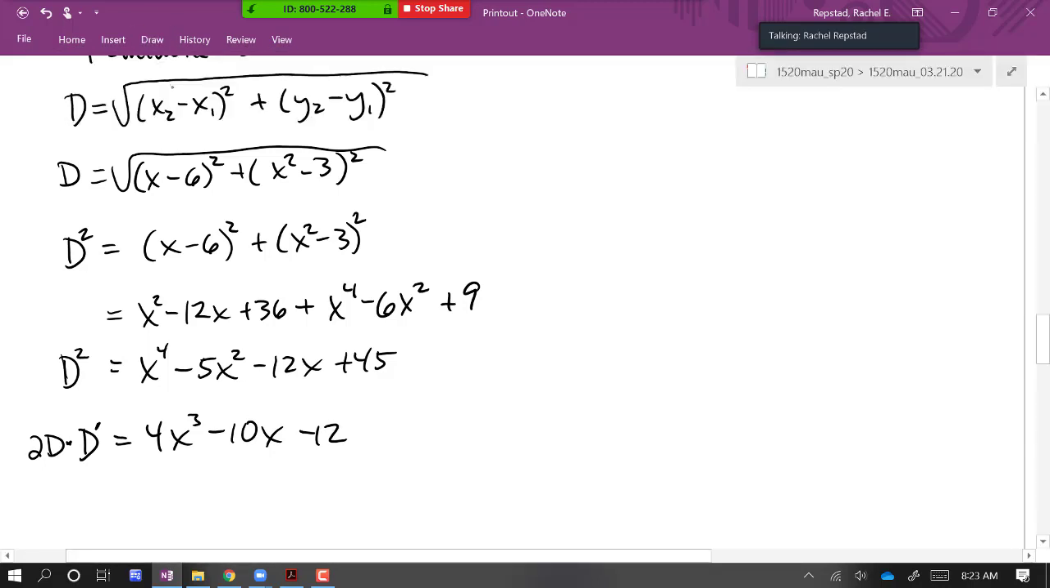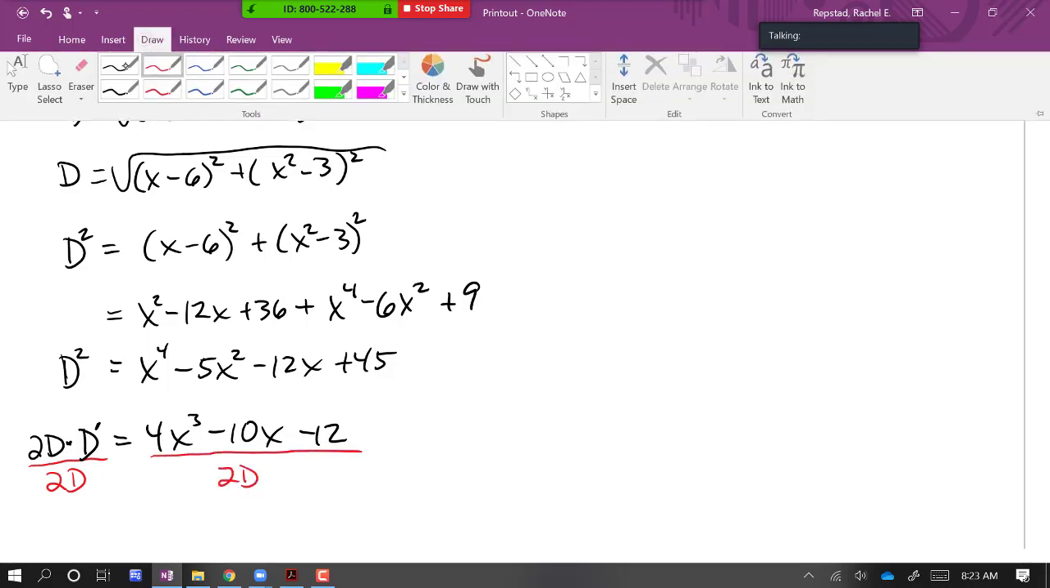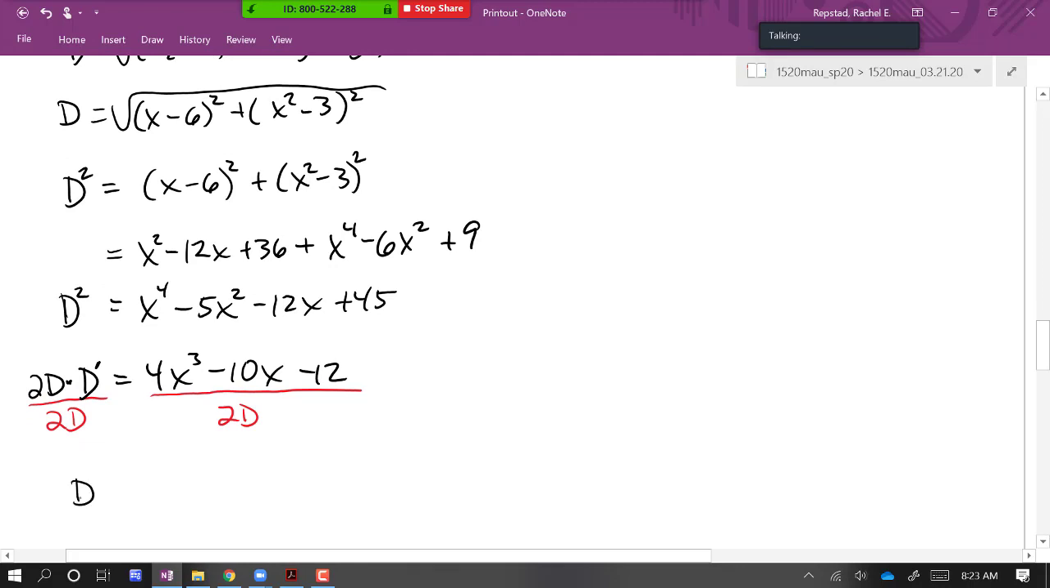Let's solve this for d prime, right? To get critical values, we need to have an expression for d prime. So I'm going to divide both sides by 2d. I'm going to cancel out the common factor of 2 on the right side. So that gives us 2x cubed minus 5x minus 6, all divided by d.